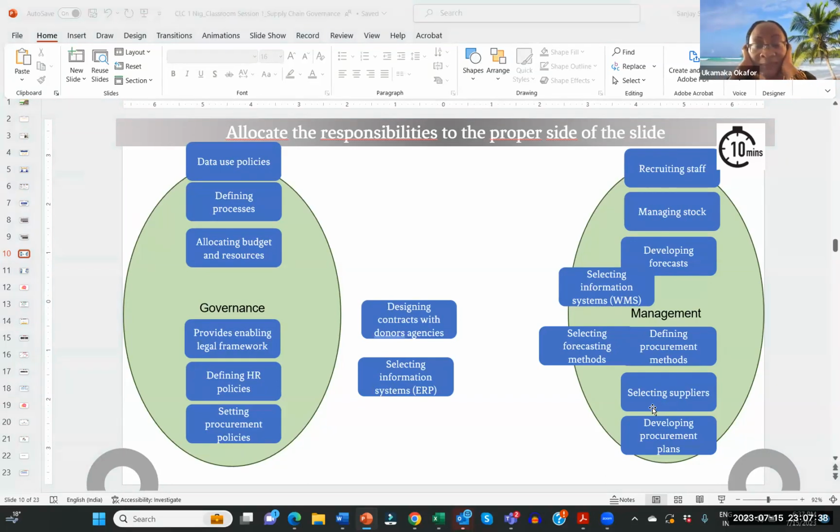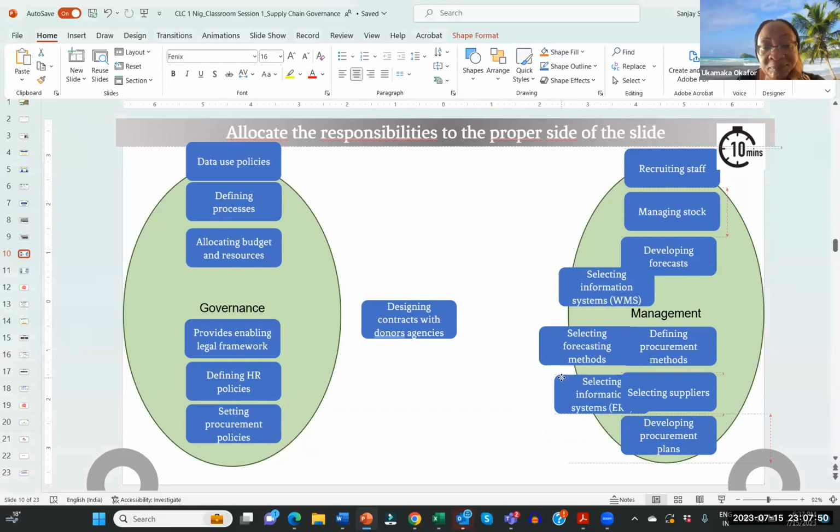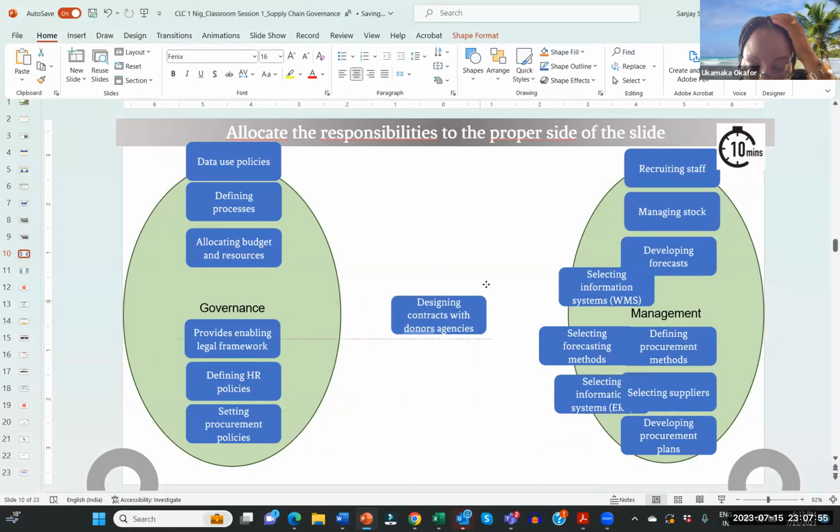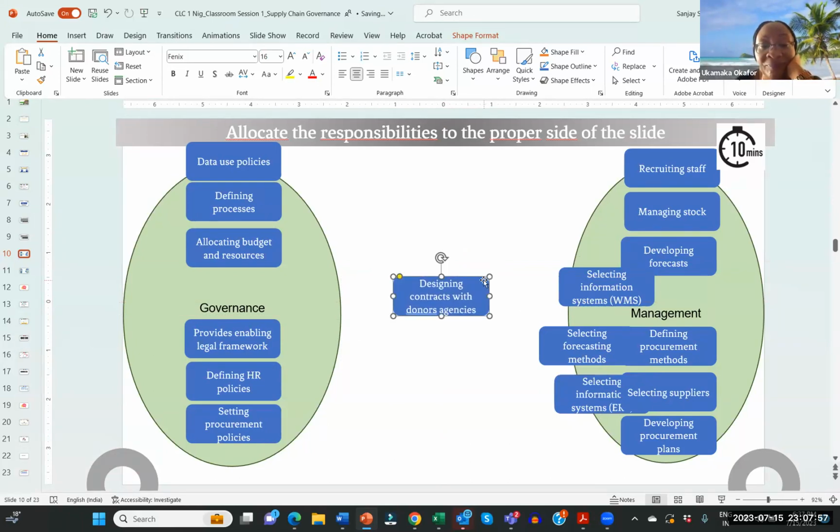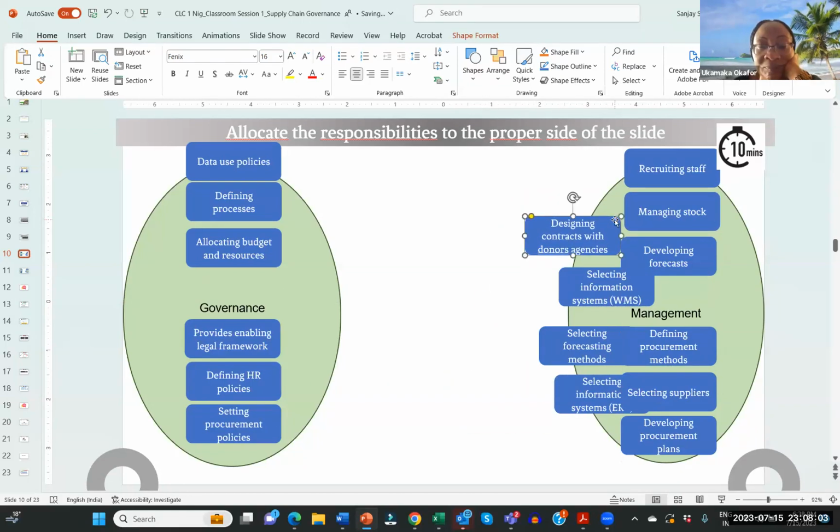Dr. Samuel. Who else? Anyone else wants to speak? Two more left. Good evening, Doctor. Information system, ERP management. Okay, so one left. Madam, one more left. Contract donor agencies. That's management too. Okay, that's it. So we put it here as well. So now we are done with all.